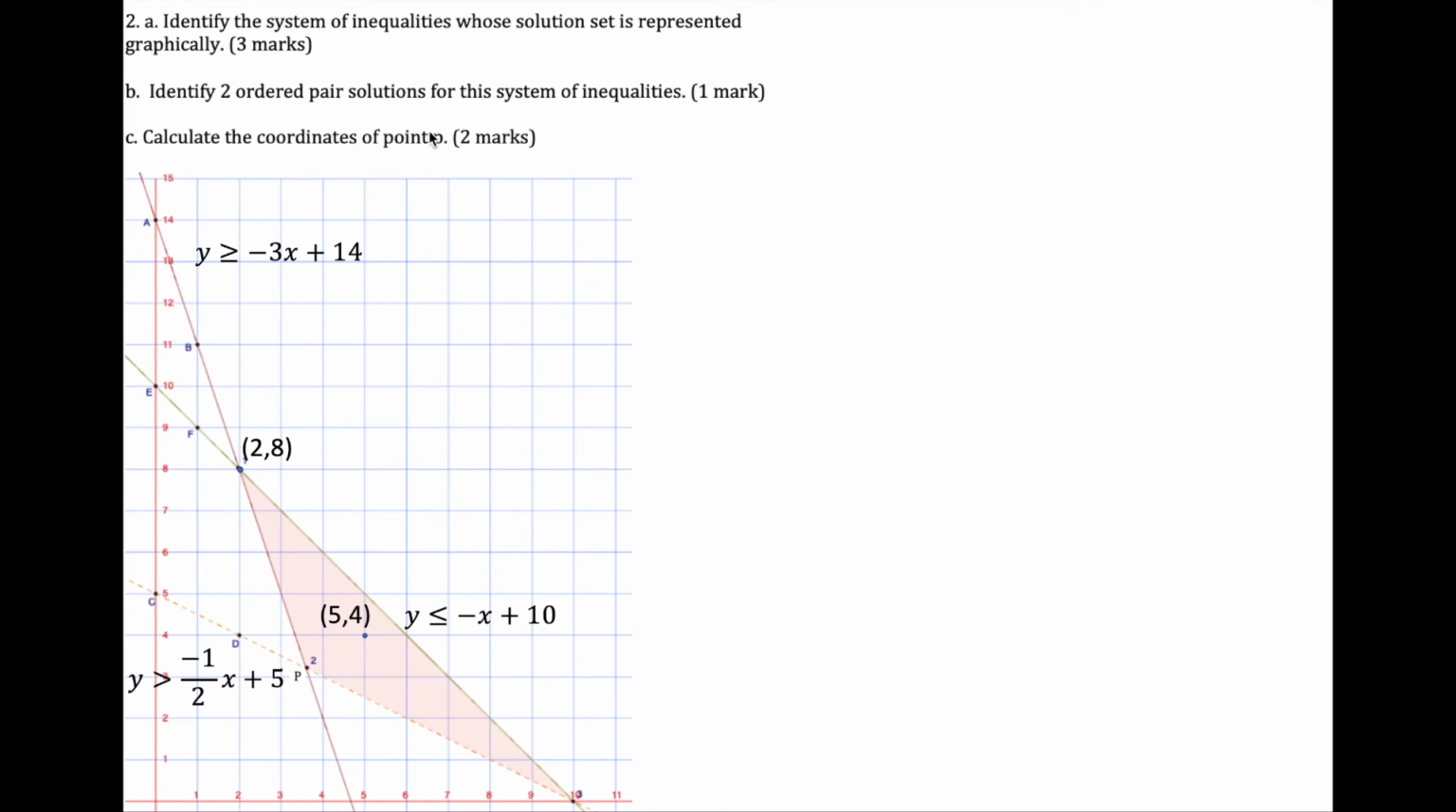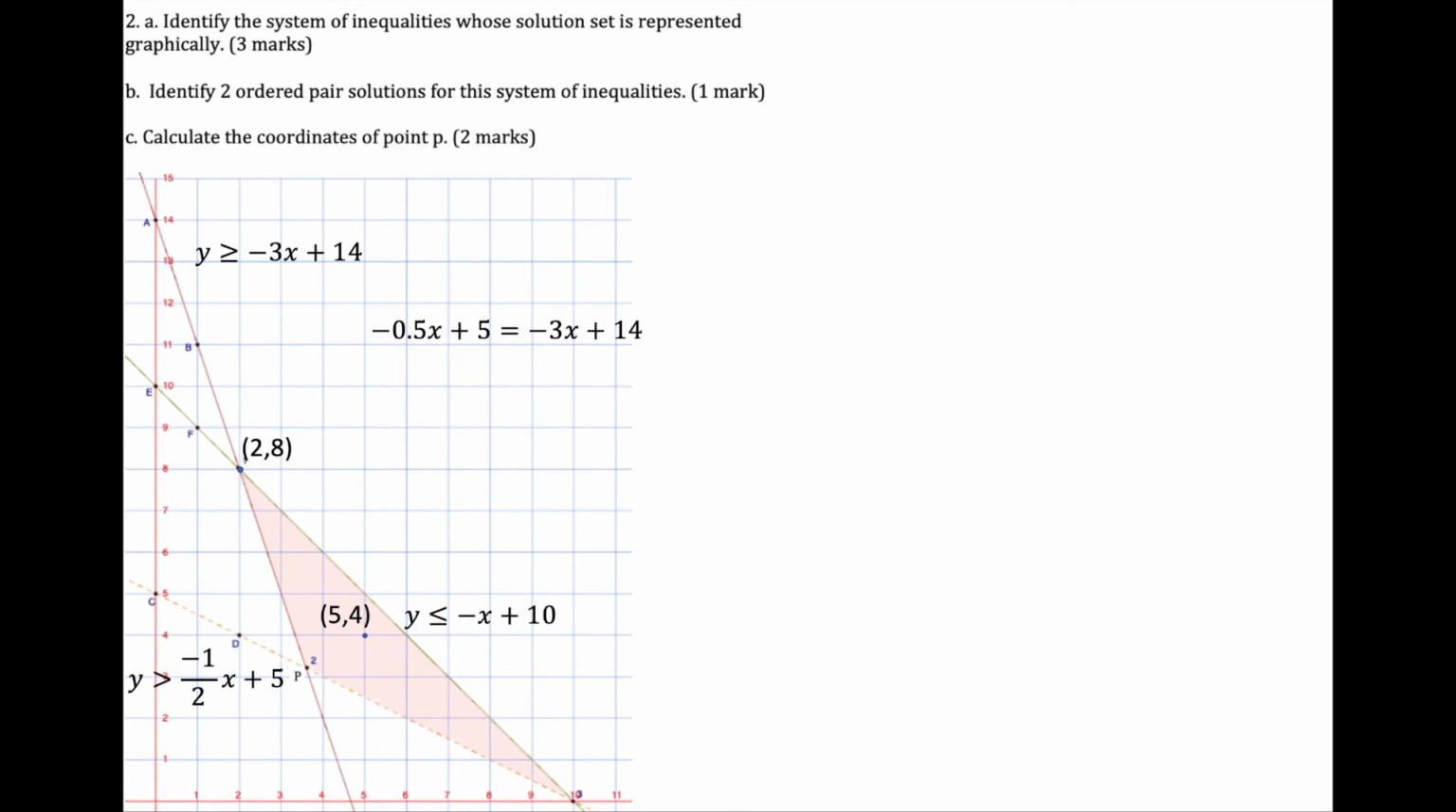C, calculate the coordinates of point P. So point P here is on the line y is equal to -3x plus 14, and it's also on the line y is equal to -1/2 x plus 5. I'm going to equate those, using the comparison method. I'm going to write -1/2 as a decimal: -0.5x plus 5 is equal to -3x plus 14. Which one's bigger, -0.5 or -3? Well, -0.5 is actually bigger.